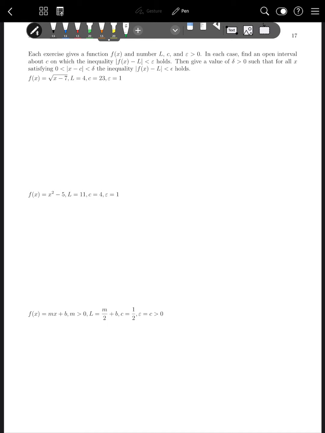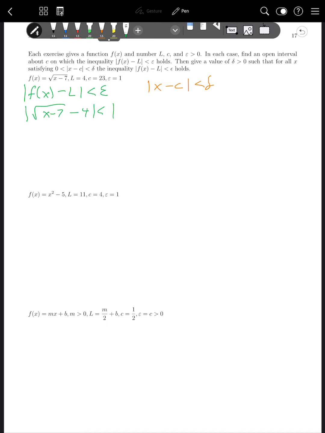Okay, so what we want to start out with is this idea. The absolute value of f of x minus L is less than epsilon. So plug in our values for that. So in this case, that would be the absolute value of the square root of x minus 7, minus 4, is less than 1. Okay? So what we really want to do now is rewrite this so that it matches the absolute value of x minus c is less than some delta. So we want to rewrite the middle as an interval that involves this x minus c idea.